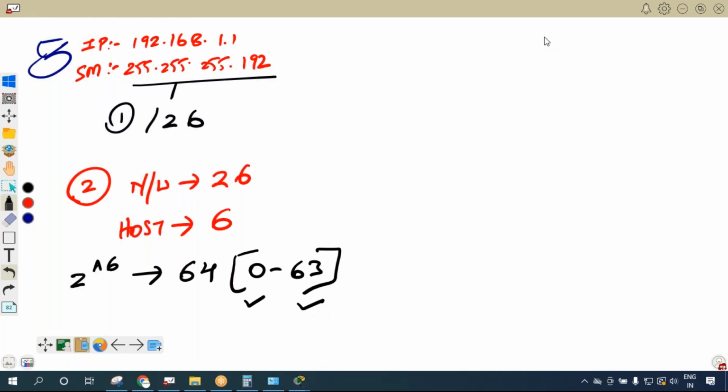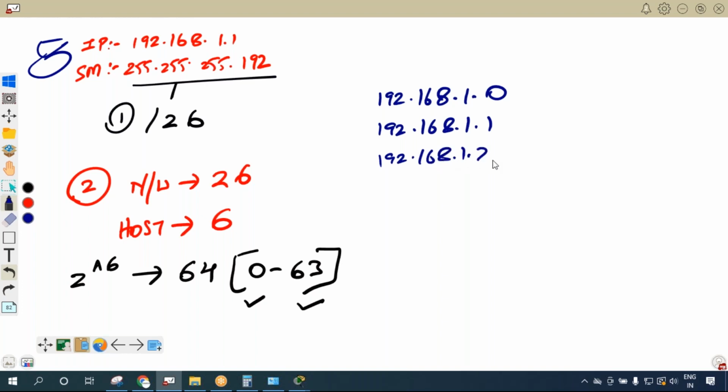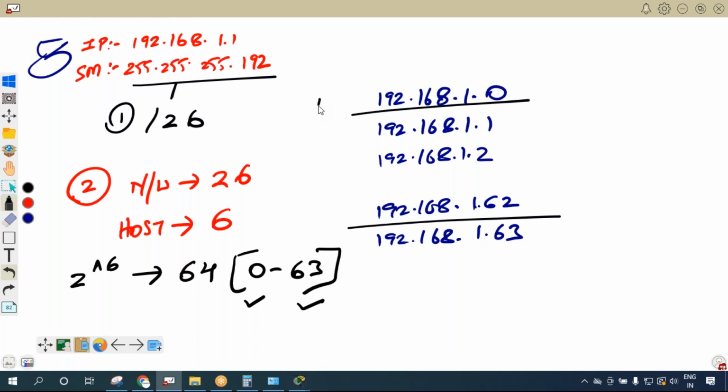So my dear friends, this is my first subnet, 192.168.1.0. The next IP address is 192.168.1.1, 192.168.1.2, and so on, up to 192.168.1.62, and the last IP address is 192.168.1.63. And this is the network IP, this is the broadcast IP.